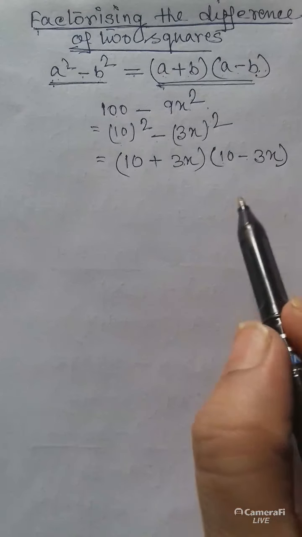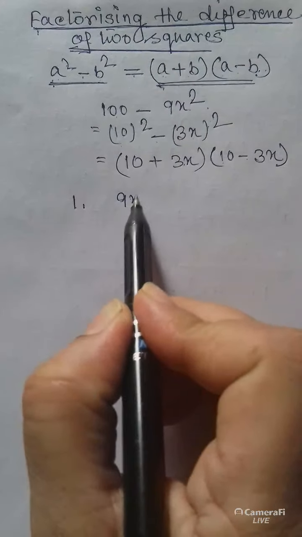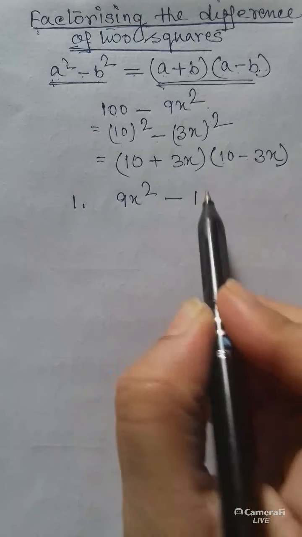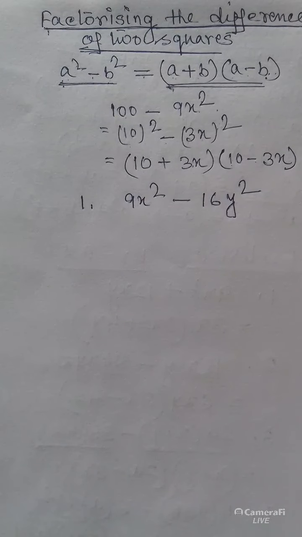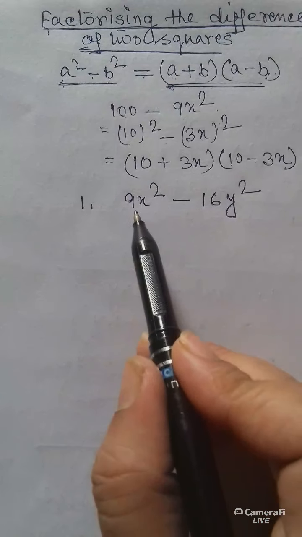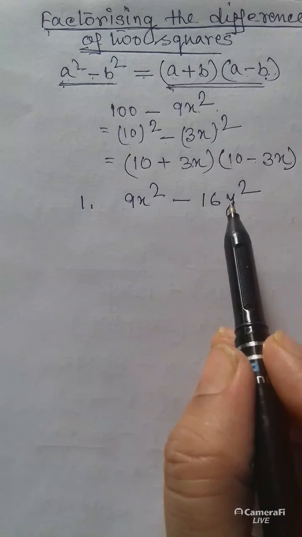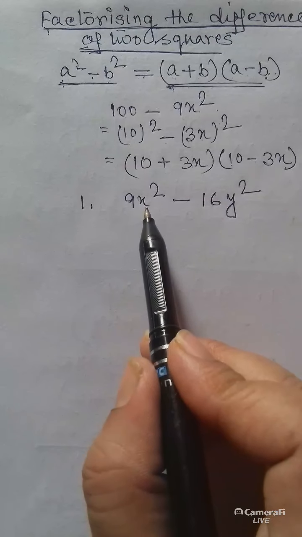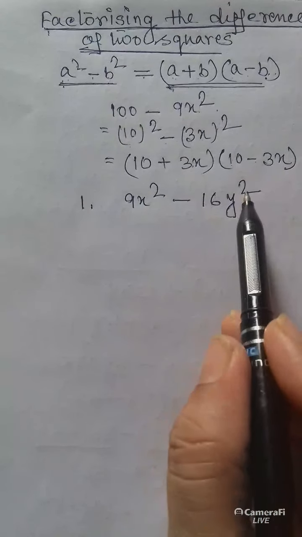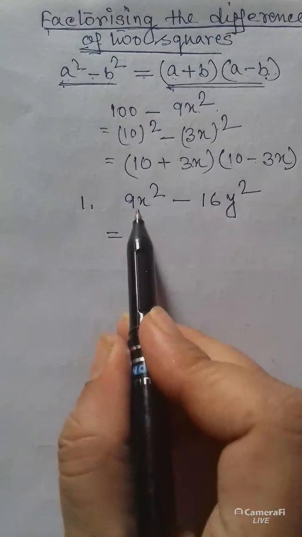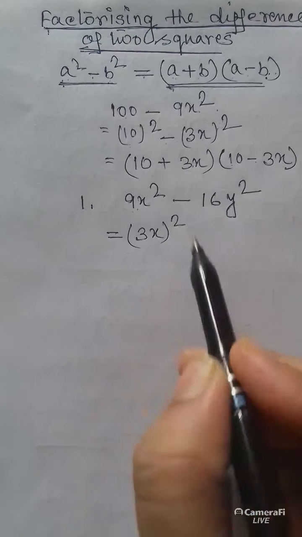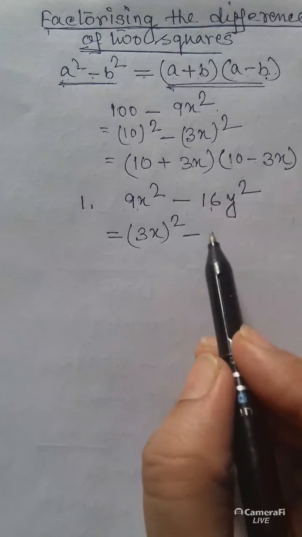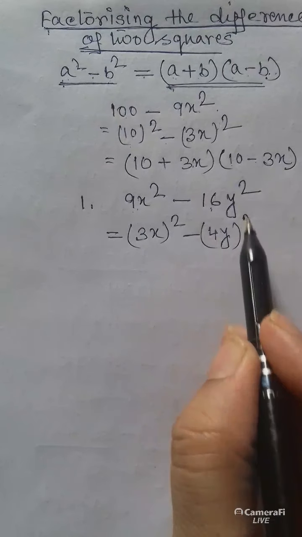Then another math: 9x square minus 16y square. We have to factorize it. Here the term 9x square is the first term and 16y square is the second term. 9x square is in the form of a square, minus 16y square in the form of b square. 9x square is 3x whole square, and 16y square is 4y whole square.